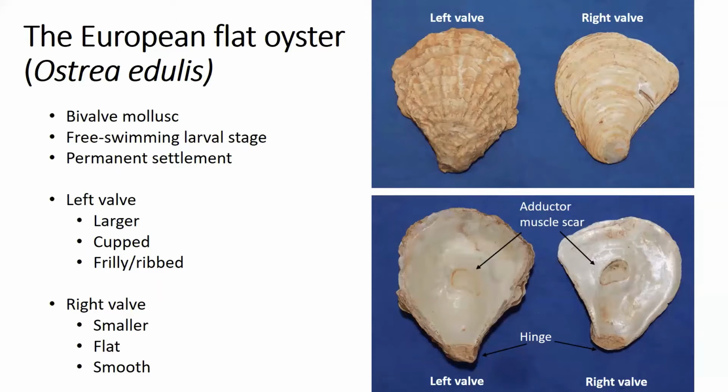So the main thing to think about when we're going throughout this talk is just remember that when I say valve, I'm essentially referring to one half of the shell, and the left valve is the deeper cupped valve and the right valve is the smaller flat valve. So that's a brief introduction to the biology and some of the terminology that I'm going to be using in the talk.